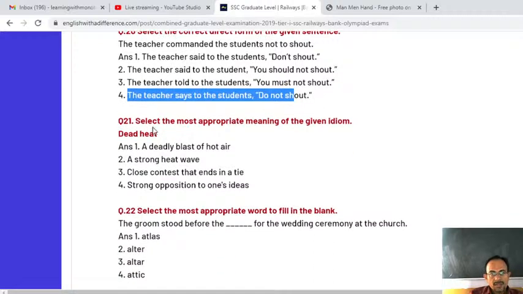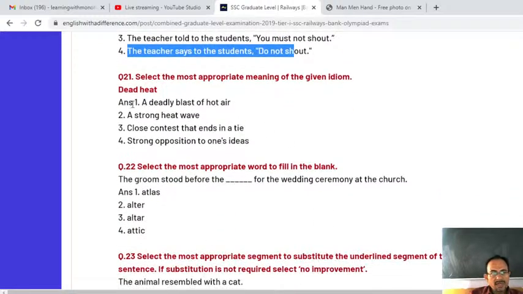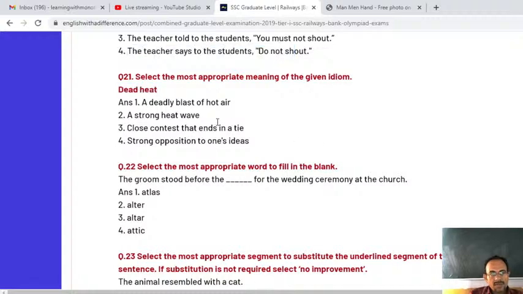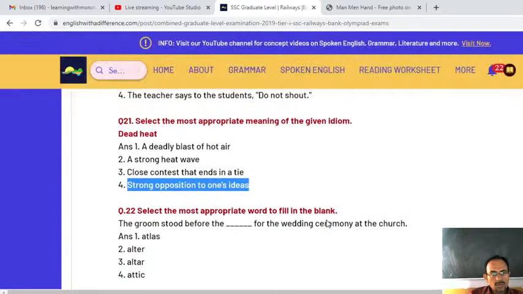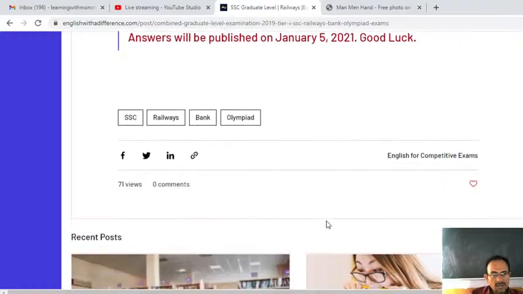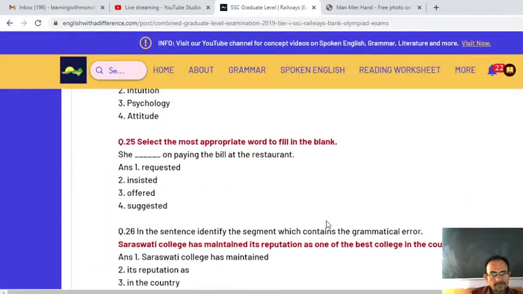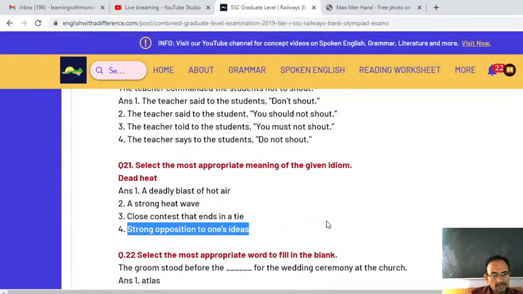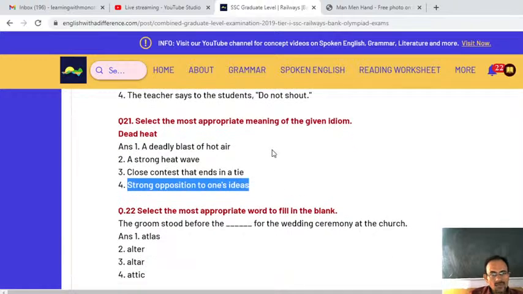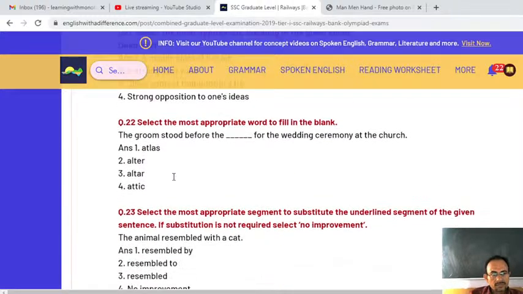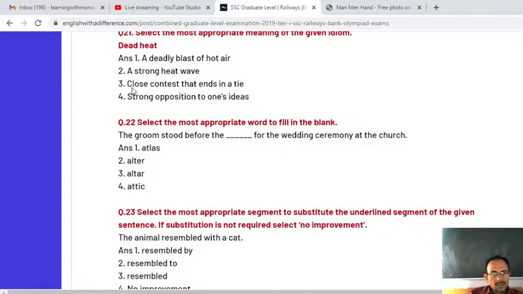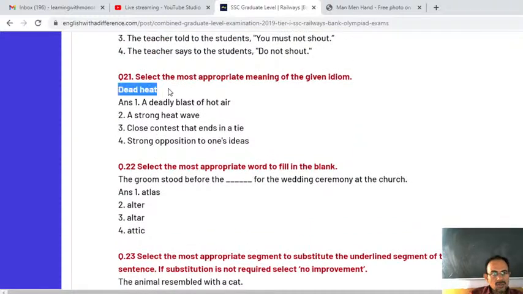Next, select the most appropriate meaning of the given idiom. Dead heat. What is the meaning of dead heat? A deadly blast, a strong heat wave, close contest that ends in a tie, strong opposition to one's ideas. Which one do you think is the correct answer? Dead heat. So a dead heat means close contest that ends in a tie.